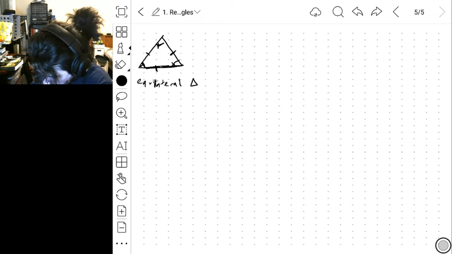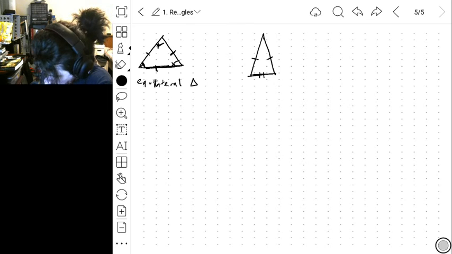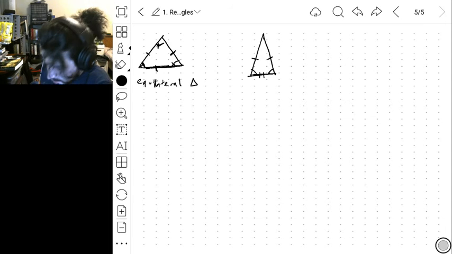The next kind of triangle we want to talk about is the isosceles triangle. The isosceles triangle is a little more wedge-shaped. In this triangle, two sides and two angles are the same, but the third side and the third angle are very different.